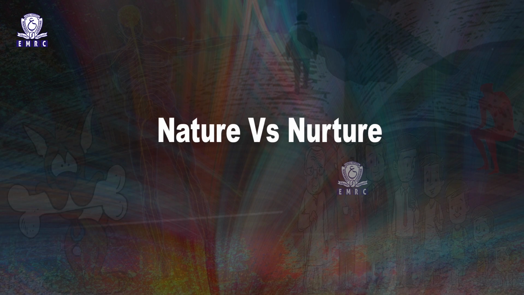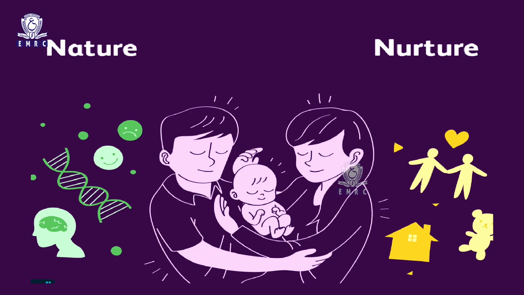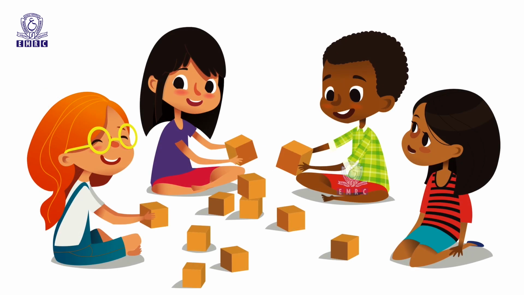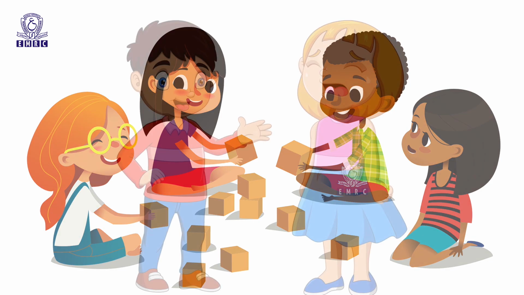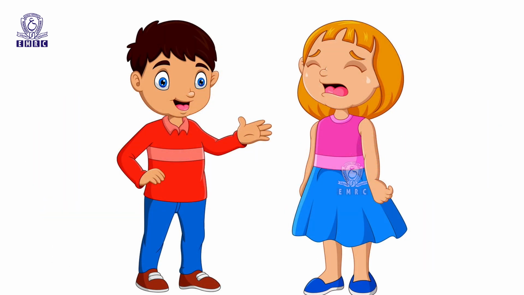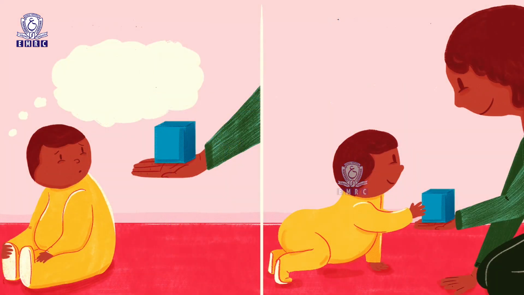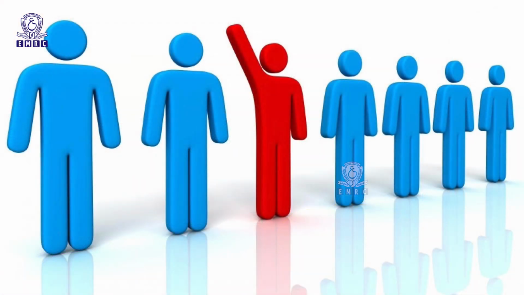Framing the nature versus nurture debate here, understanding maturation and learning processes through the nature and nurture perspective is very essential. On the nature side, universal maturational processes guided by genes, heredity, hormones and other biological processes lead to brain growth spurts. In addition to physical changes, it contributes to various cognitive aspects such as increased memory and problem solving skills, and to psychosocial changes such as increased understanding of other people's feelings. Genetically influenced maturational processes guide all of us through many of the same developmental changes at about the same points in our lives. Meanwhile, individual hereditary endowment is making each person's development unique.